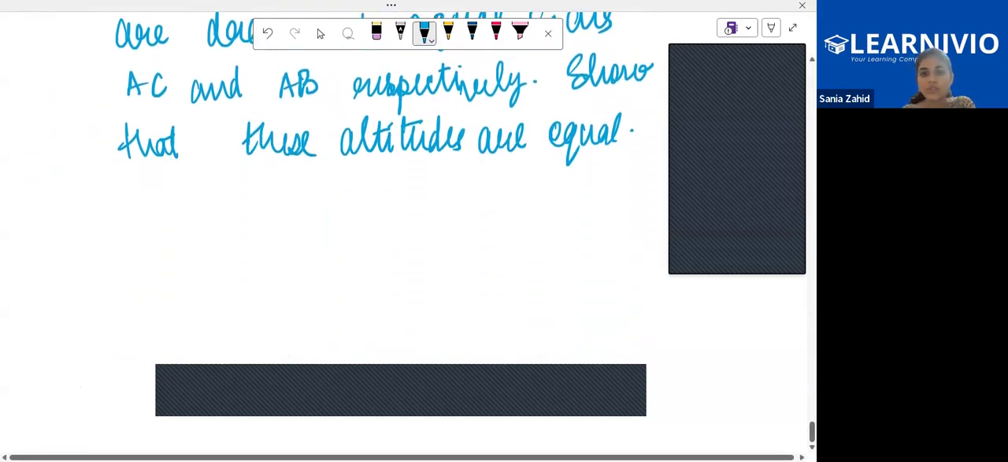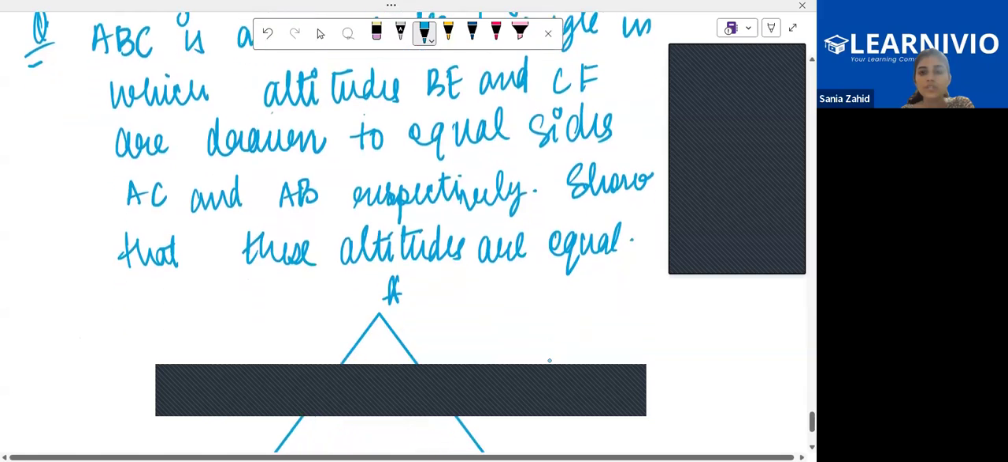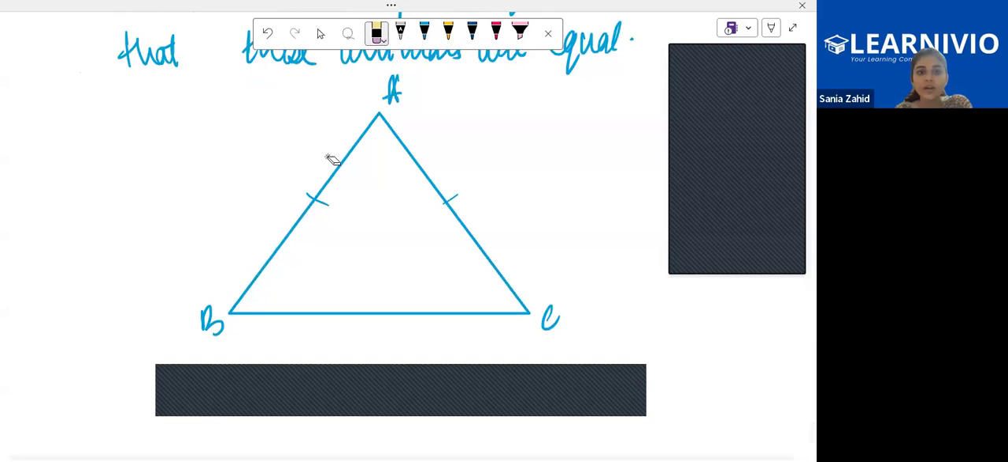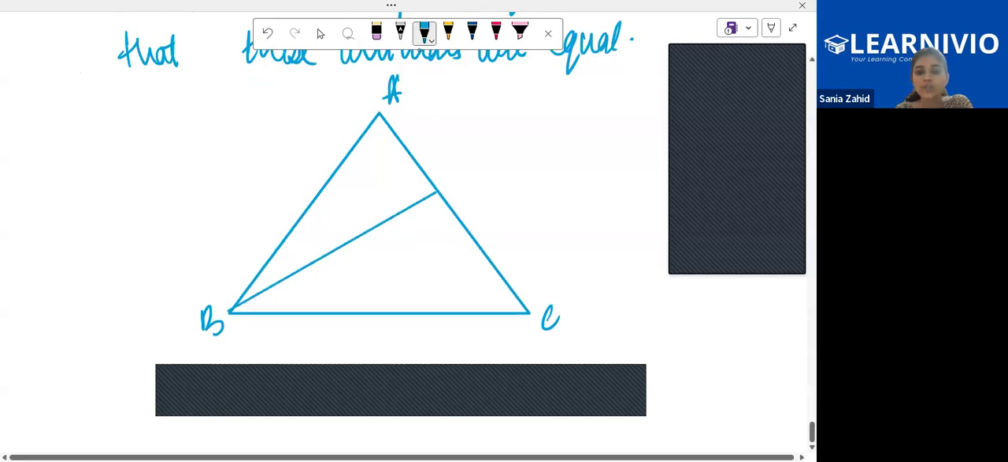So ABC is an isosceles triangle, so let's draw an isosceles triangle. You have A, B, and C. What are the names of the medians? One of the medians is BE and the other is CF. Now median means dividing into two equal halves. I'm sorry, we are drawing the altitudes of these. So we have one over here, this is BE, and the other over here, which is CF.